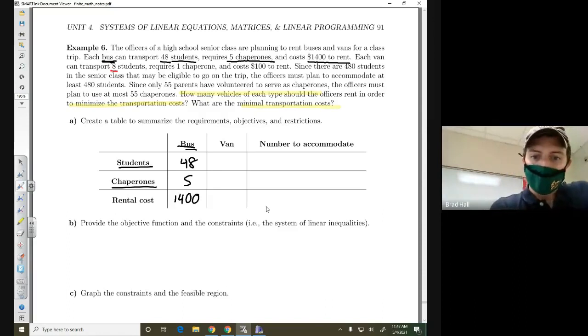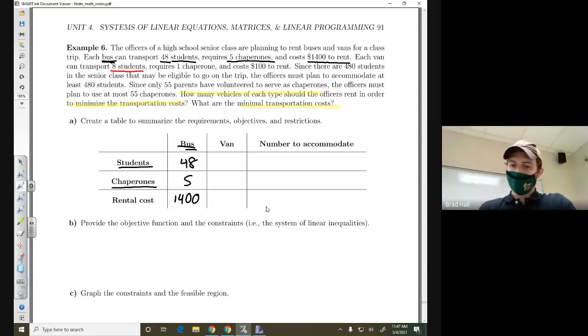Okay, I see something about 8 students. 8 students corresponding to a van. 1 chaperone on this van. 1 chaperone on the van. How much does it cost for this van? $100.